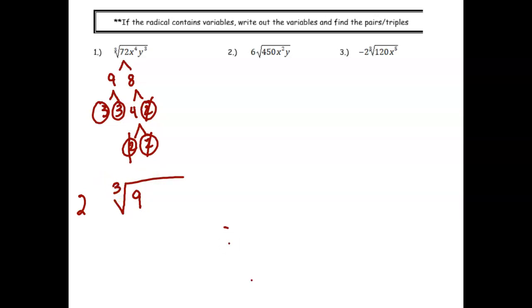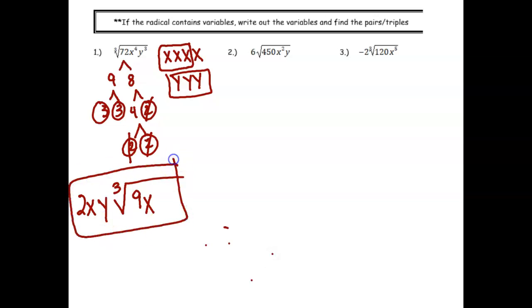Okay, now looking at the variable piece, it's really not too bad. So x to the 4th, I'm actually going to write out 4 x's. My index is 3, so I'm looking for how many groups of 3 x's I can have. In this case, I only have 1, so just 1 x gets pulled out, and I have 1 left inside. Now for my y's, again, I'm looking for my groups of 3, and it's y to the 3rd, so we're only going to pull out 1 y. And that would be my answer.